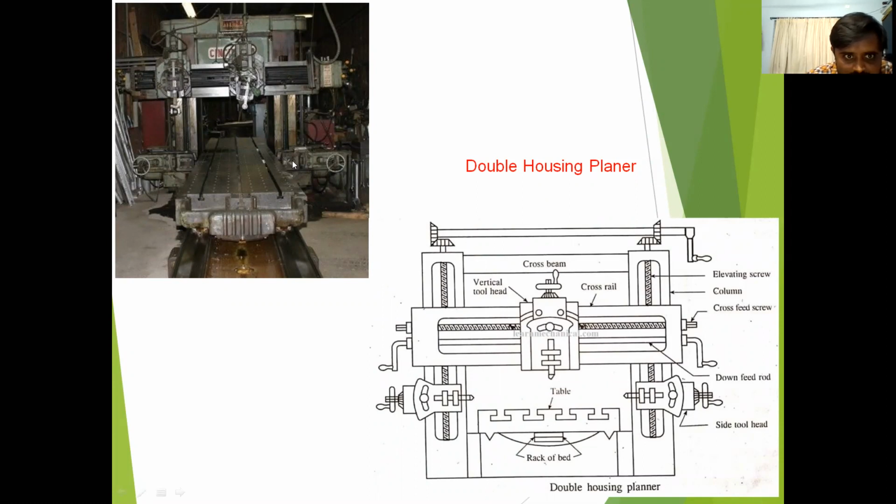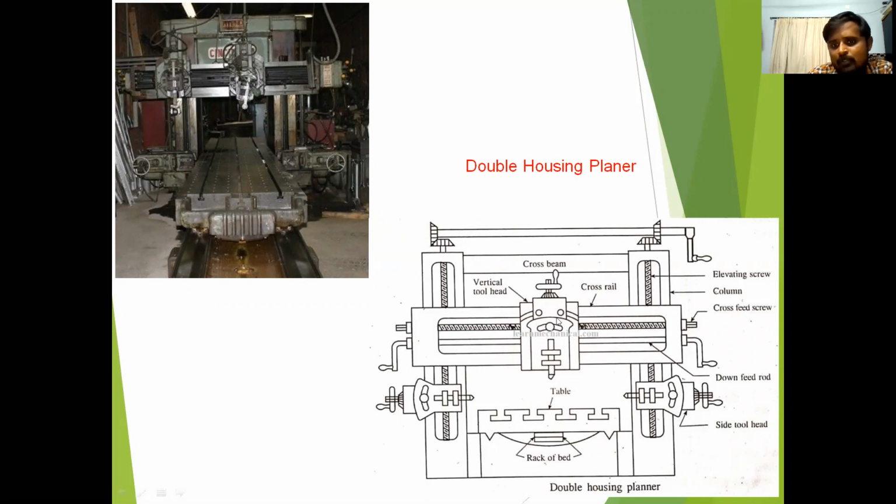This is the first tool head, this is the second tool head, and this is the bed, and this is a complete bed, and above the bed the table is going to be placed. This is a work table, and cross rail. Here these are the two tool heads. This cross rail contains the two tool heads.